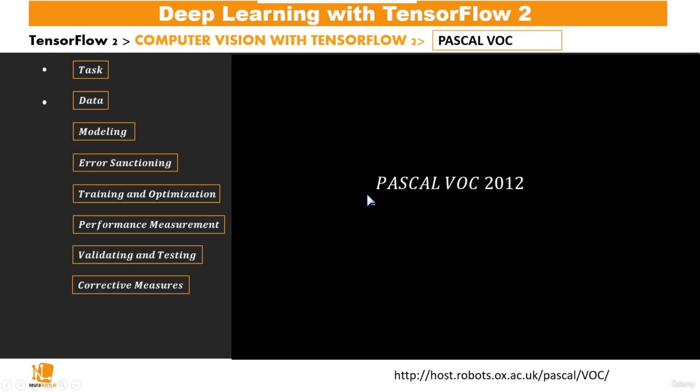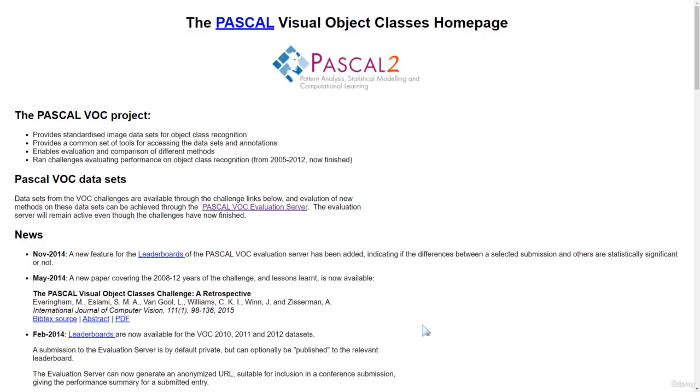The dataset we shall be working with is the Pascal VOC 2012 dataset, which can be downloaded via this link. The Pascal VOC project provides standardized image datasets for object class recognition, a common set of tools for accessing the datasets and annotations, and enables evaluation and comparison of different methods. This project also ran challenges evaluating performance on object class recognition from 2005 to 2012.